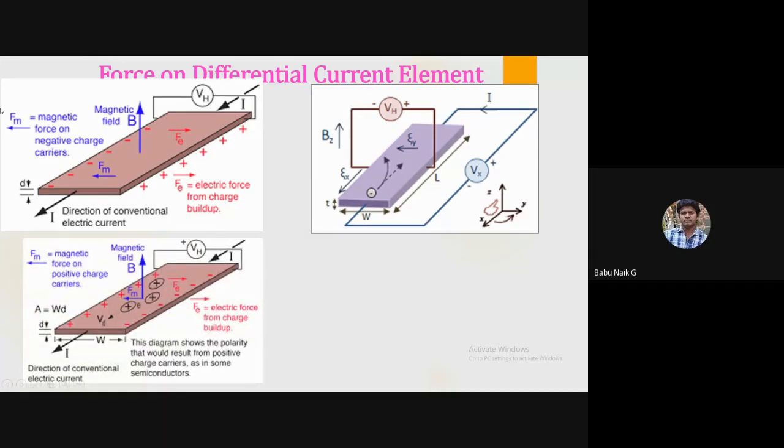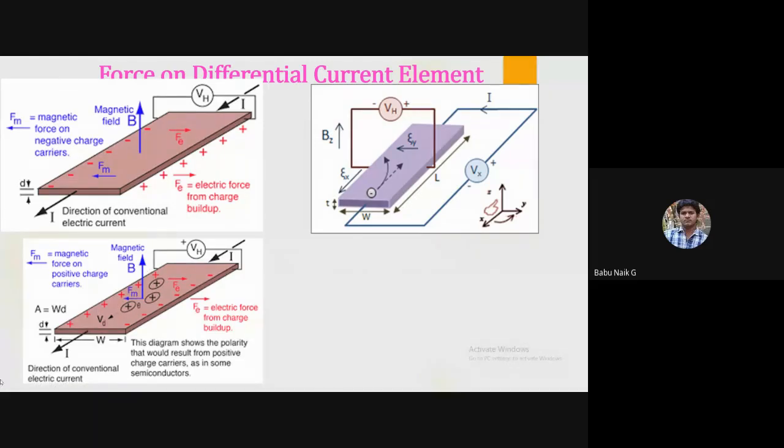The same thing if you consider in the opposite way. If you interchange the supply positive and negative, then positive will be on one side and negative on the other. But you can see that the electric field force is in this direction only. That means the magnetic field is also in this direction only, here in the Z direction, and the force is in the Y direction. So the angle between the velocity of the charges and the magnetic field is 90 degrees only.